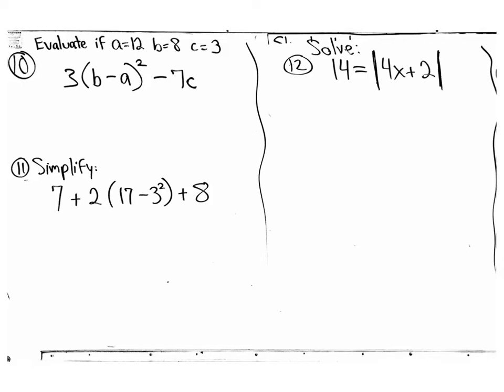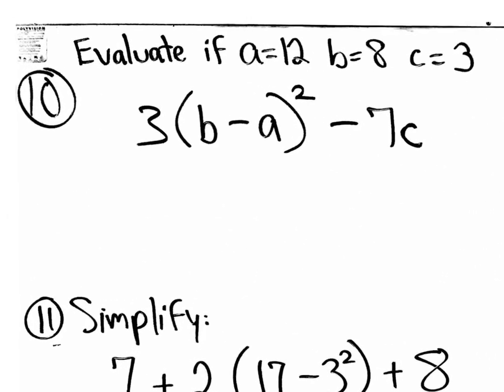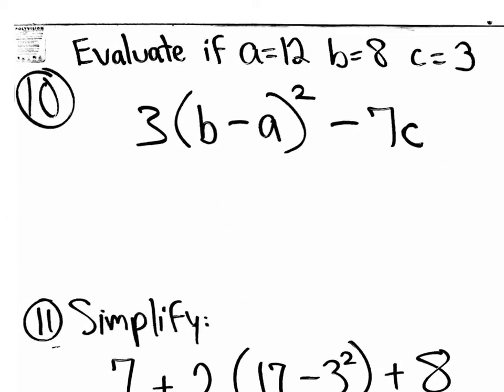Okay guys, let's jump to number 10 here. Continuing. So let's plug in these values. We have A equals 12. There's A. Let's plug in a 12. The B is 8. Let's put an 8 right here. And the C is 3. Let's put a 3 right there.